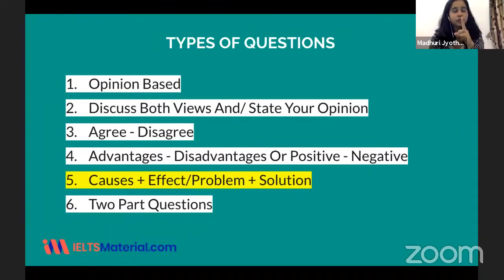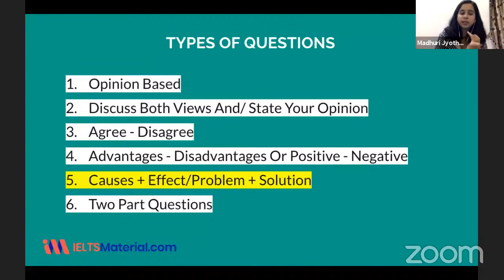So as I said, you have to spend about 40 minutes in your task 2, because you have to write 250 to 300 words in your task 2. Okay, and you have to write only one essay, but that essay can be of either of the 6 different types. Okay, so usually in our classes we break down these types of questions and then how to structure them.